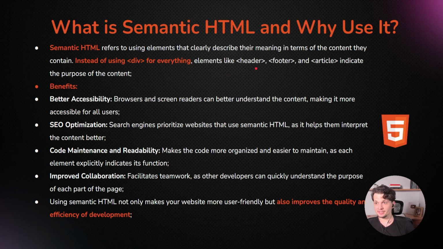So most of the semantic tags are also self-explanatory, like you can see these two here, header and footer. The benefits: browsers and screen readers can better understand the content, making it more accessible for all users. So accessibility is a matter that is gaining priority among the companies, so you have to pay attention to this. Also, SEO optimization: search engines prioritize websites that use semantic HTML, as it helps them interpret the content better. So this is how we earn organic traffic on our website.